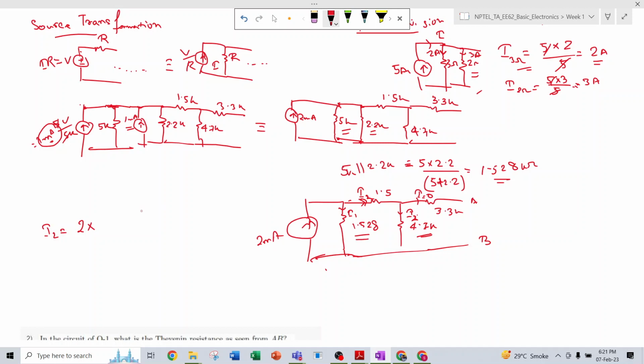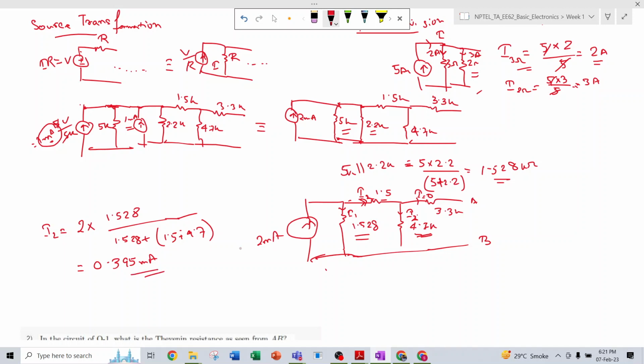as I have already told, we have to multiply with this resistance 1.528 divided by 1.528 plus the rest of the resistance. The rest of the resistances are in series, so 1.5 plus 4.7. After doing this, the current will come around 0.395 milliampere. That will flow as I2, and the rest of the current will flow from I1.